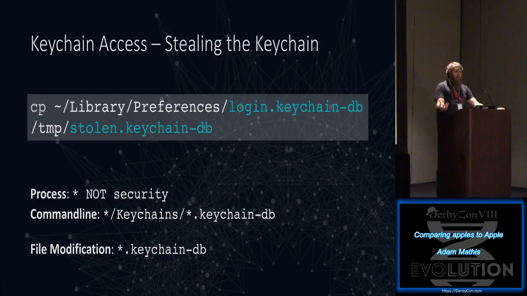You can just copy that file, move it onto another Mac, and open it up in the keychain utility. It's going to say, hey, what's the password for this keychain? You give it to them. You have the entire keychain, all of the passwords in clear text, all of the locations that they're accessing, et cetera. So looking for any kind of process that is referencing one of those keychain databases is a great way to find someone trying to monkey with this, or just looking for any kind of file modification to one of these databases is a great way to catch this.